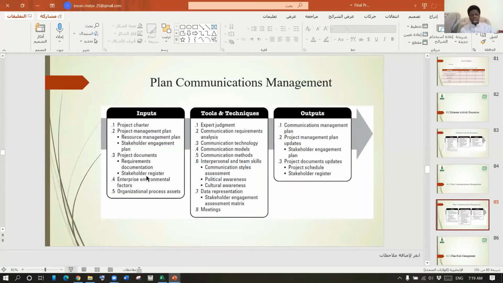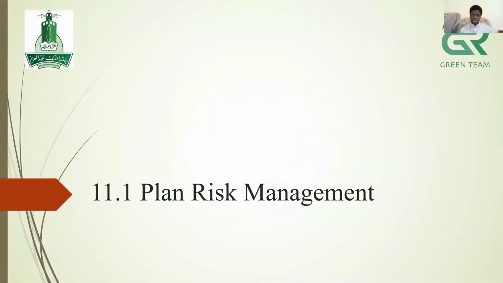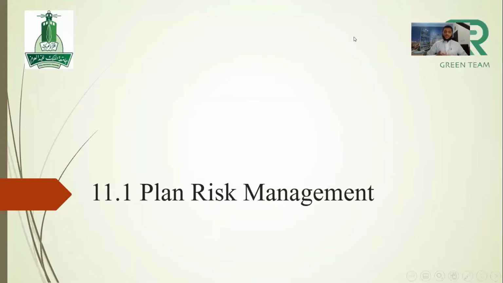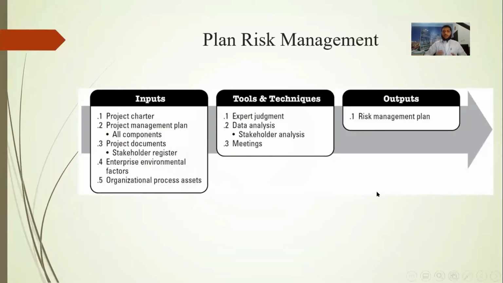After that, we move into the plan risk management with my teammate Anas. Thank you, Imran. Okay, going to the plan risk management, we mean by it how to deal with risks, and by risks we mean positive or negative risks. In this process, we have the inputs here: the project charter, the master plan, the project documents, even OPA. For tools and techniques, we have expert judgment, data analysis, and meetings. And finally, of course, the risk management plan.